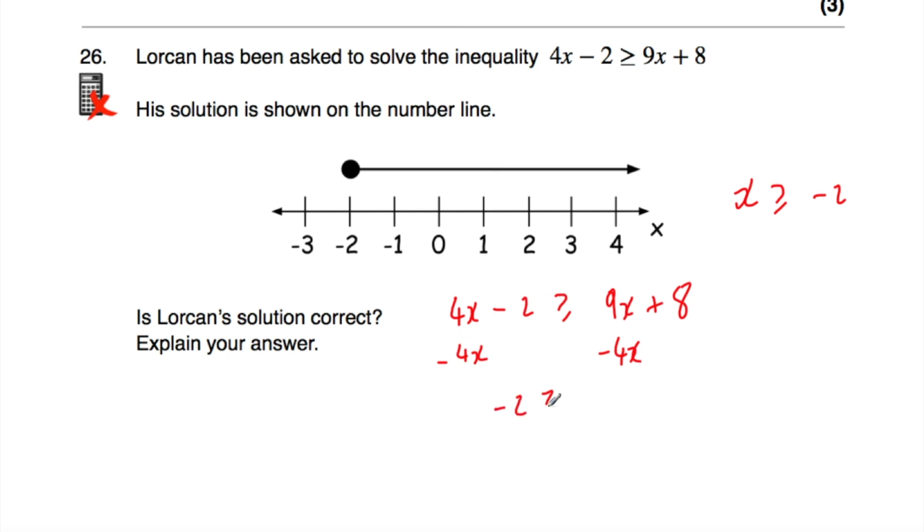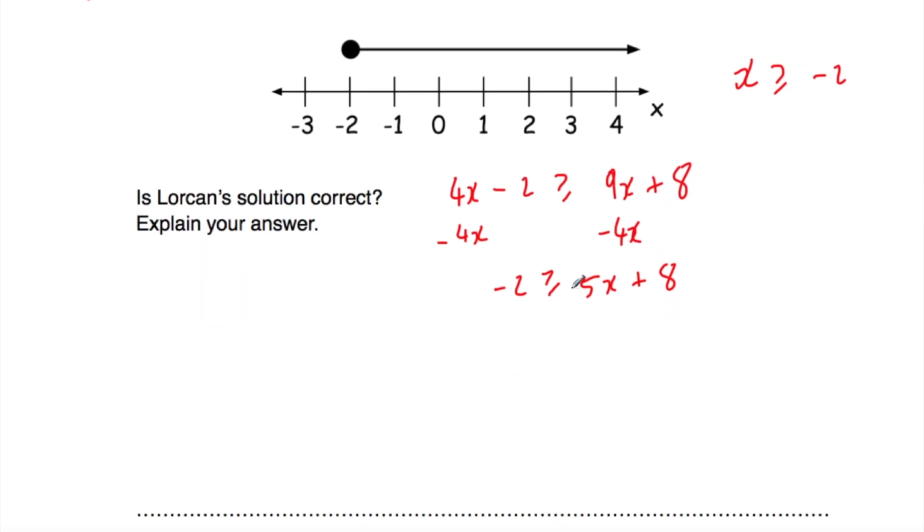And that's going to be bigger than or equal to. And then 9x plus 8, take away 4x's, would be 5x plus 8. So we've just taken away 4x's from both sides of that inequality. Okay, now we want to get the x on its own on the right-hand side here.